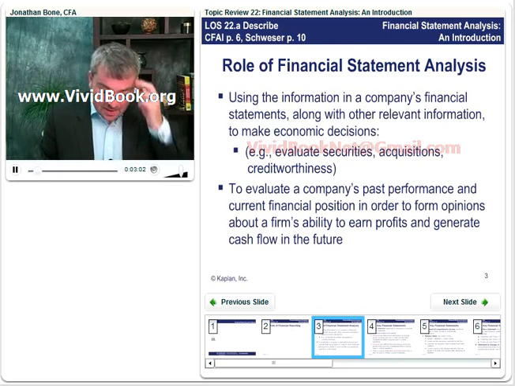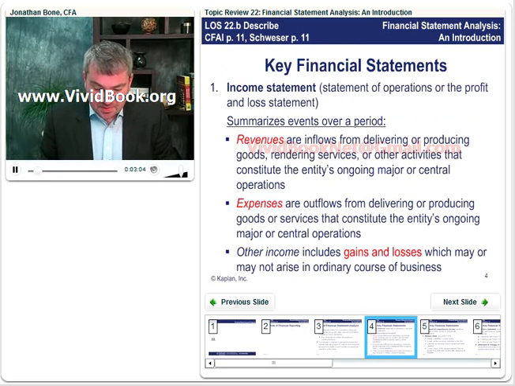So our next LOS asks us to describe the roles of the key financial statements. We're going to be looking at 5 key financial statements here. Our first financial statement that we're going to talk about is the income statement. Now notice the income statement has some alternative names. It could be called the statement of operations or alternatively the profit and loss statement.